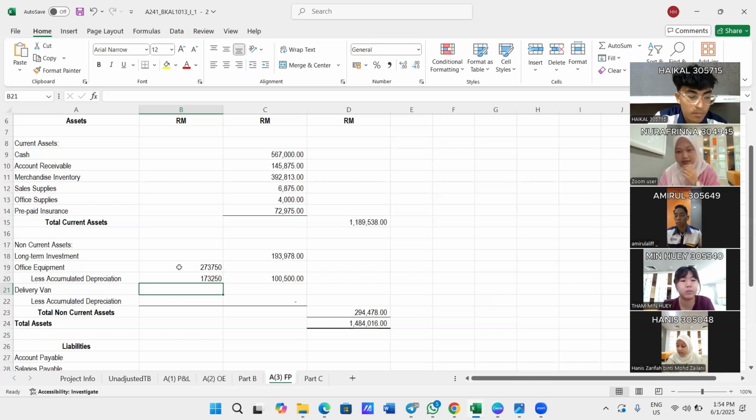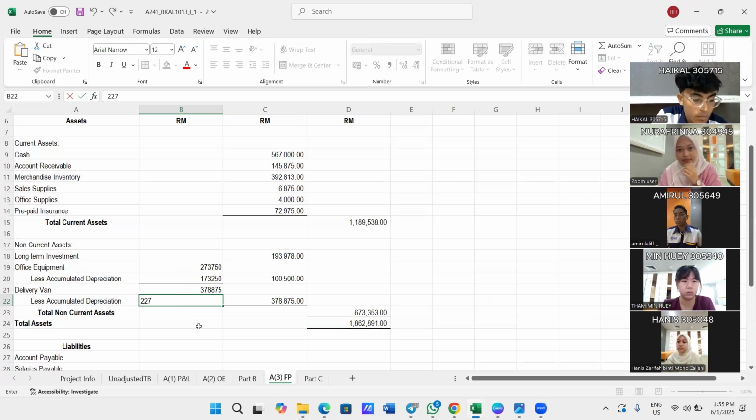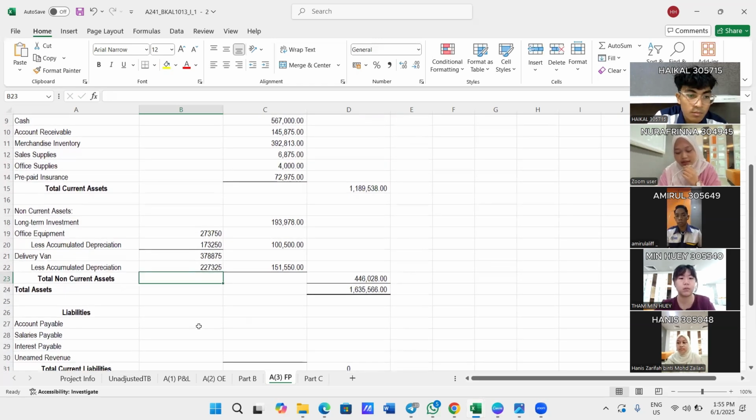Okay, the next one, delivery van. The amount is 378,875. So we minus accumulated depreciation, 227,325. And the amount for delivery van is 151,550. Total non-current asset is 446,028. For the total asset, we need to add total current asset with non-current asset, and the amount is 1,635,566.